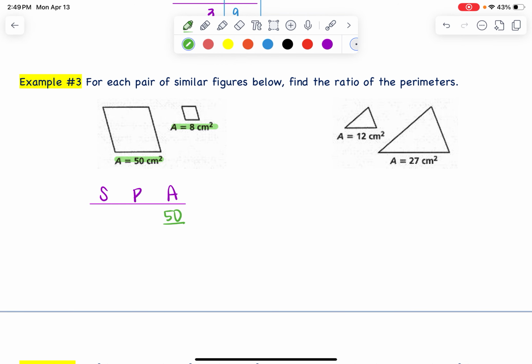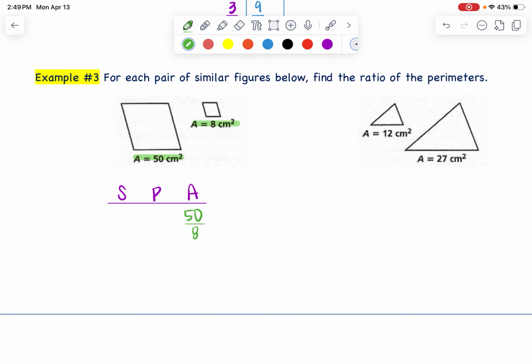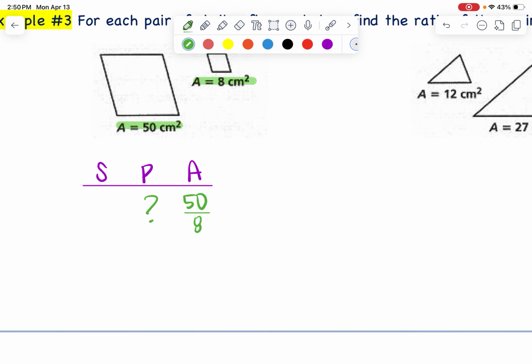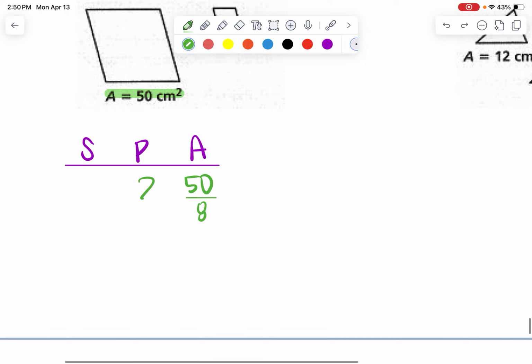And guys, I don't care which number you put on top or which number you put on the bottom. In a few minutes, when we actually get to problems that require a little bit more work, you will need to make a mental note that, oh, I'm doing big compared to small, right? So the big information is in my numerator and the small information is in my denominator, okay? But right now it just says, what is the perimeter ratio? So I basically just want to know what ratio would go here.